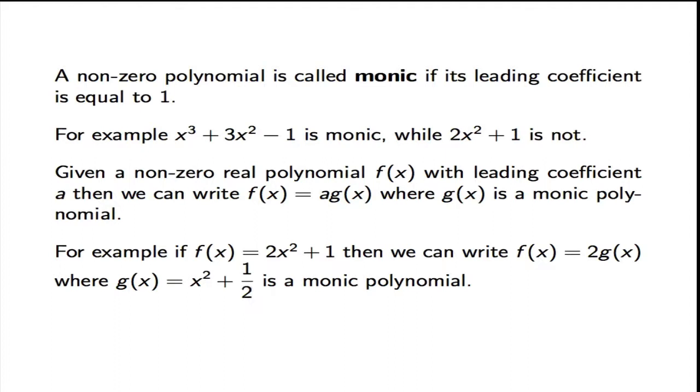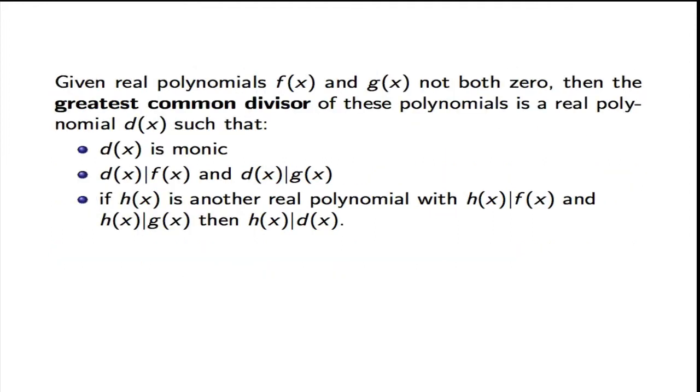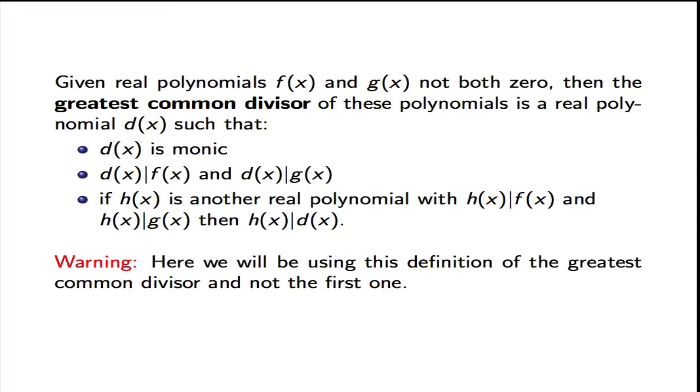Okay, so now we are ready to give the definition of greatest common divisor. So it's exactly the same as what we said before, but we have one more condition. And the extra condition we have is that the greatest common divisor must be a monic polynomial. And with this extra condition, the greatest common divisor becomes unique. And from now on, we will be using this definition of the greatest common divisor and not the first one. Our task now is to show that greatest common divisors of polynomials exist and are unique.